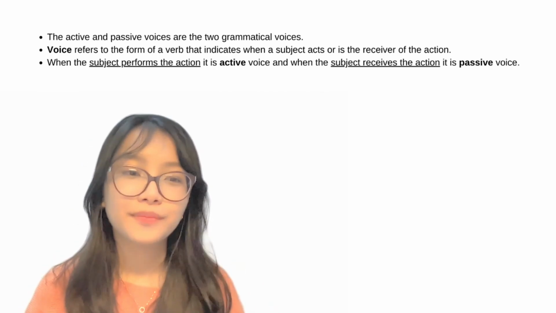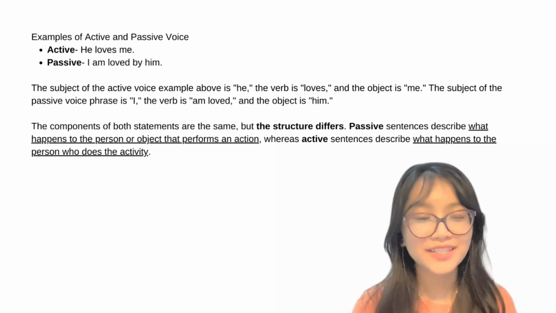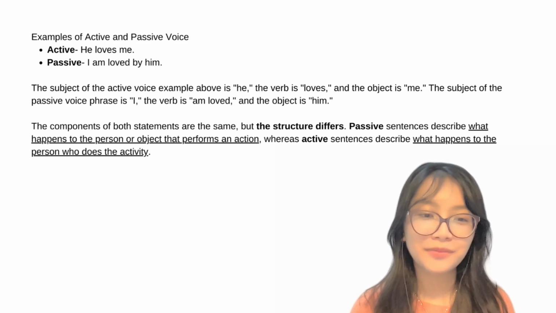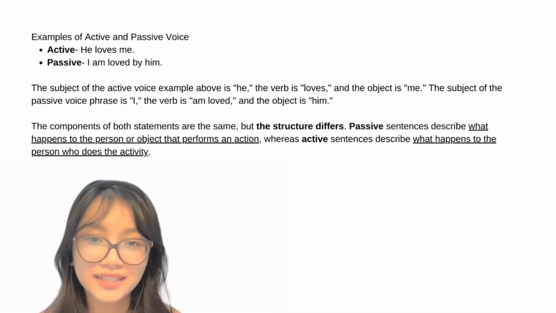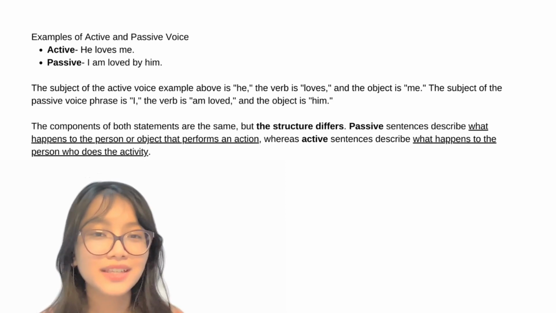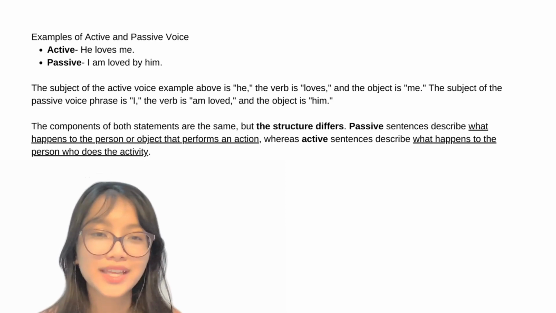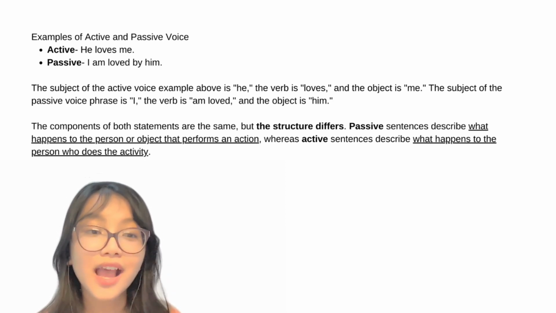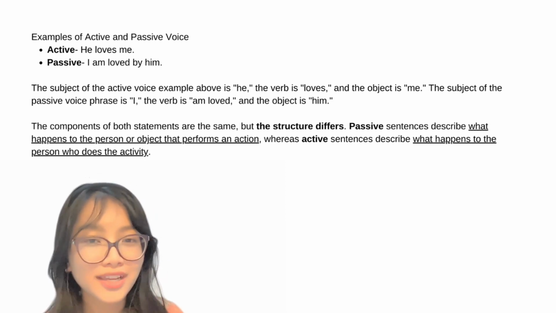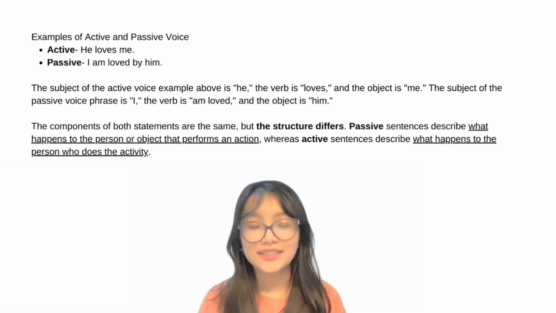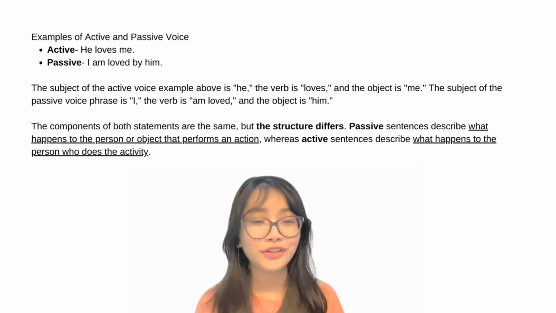Here's an example. Active: he loves me. Passive: I am loved by him. So here, the subject in active voice is he, the verb is loves, and the object is me. Meanwhile, in the passive voice, the subject is I, the verb is am loved, and the object is him. Here, as you can see, the components are both the same, but the structure differs.